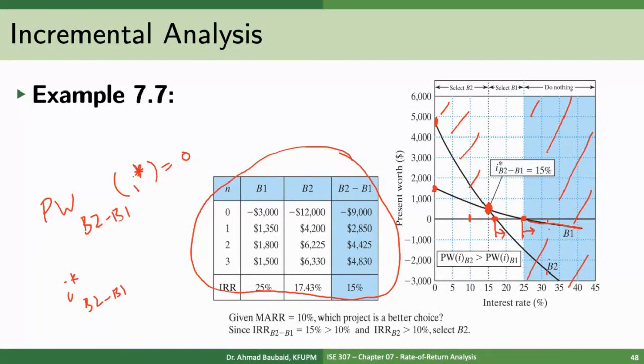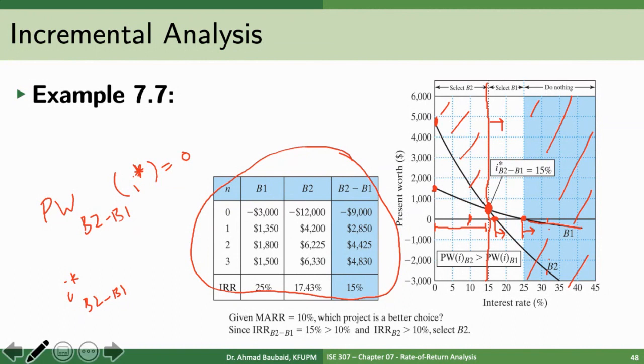There's a lot going on in this picture, so it's a little bit complicated to explain. But remember, my MAR is 10%. The incremental investment had an I star of 15%. Because of that, as long as my MAR is in this range here, less than or equal to 15%, I will select B2. That's why in this range, to the left of the line that I'm drawing, you will accept B2. To the right of the line is the opposite, where I will select B1.